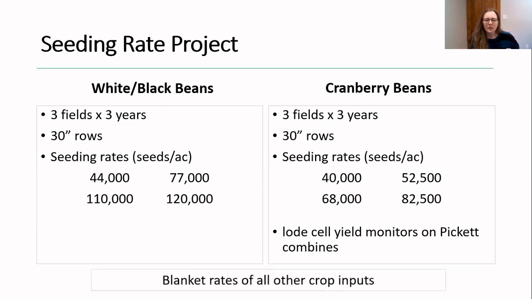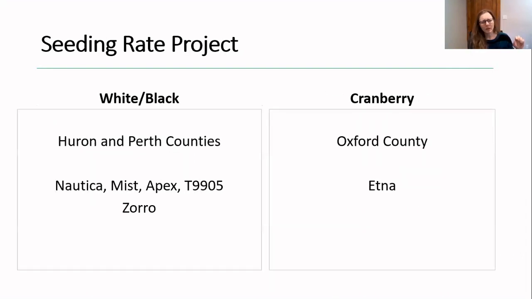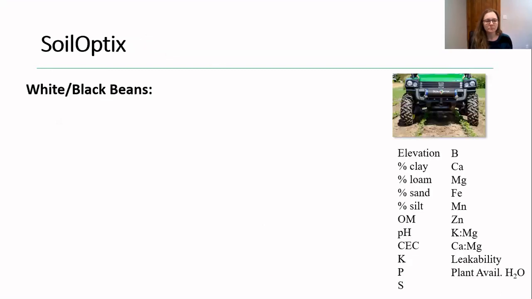So all other crop inputs were blanket rates, or they were intended to be. There were a couple growers that used variable rate fungicide, which typically just means turning off the fungicide on the headlands, for example, and is only on, say, the second or third fungicide application. So management of the fields was similar, but not the same. Some fields did have a history of manure. We conducted the project in Huron, Perth, and Oxford counties, and we used the varieties that those growers typically use.